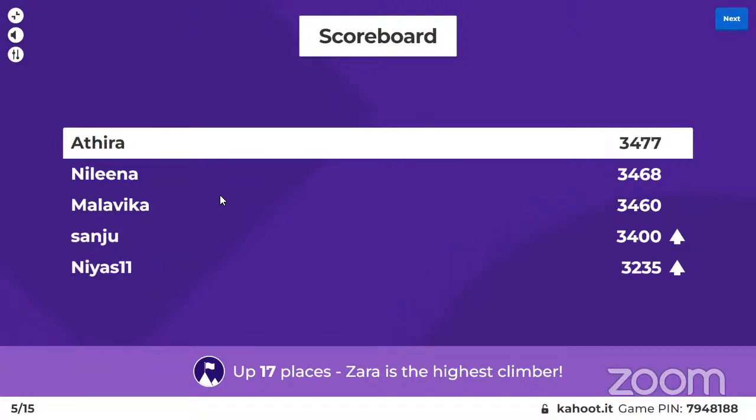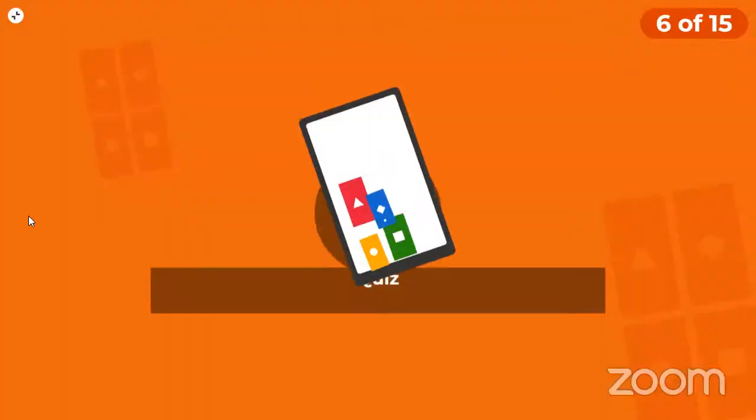Again, Adira is still on the top with 3,477 points. Second, we have Nilina. Third, we have Malavika. Fourth, we have Sanju, and fifth, we have Nias. Sara is the highest climber after 5 questions. Sixth question.